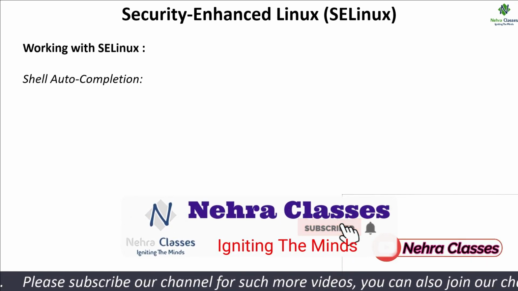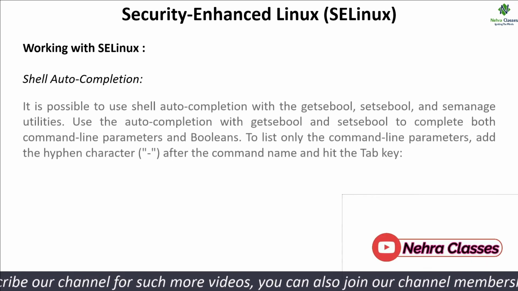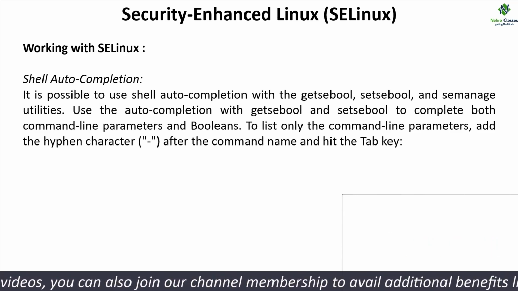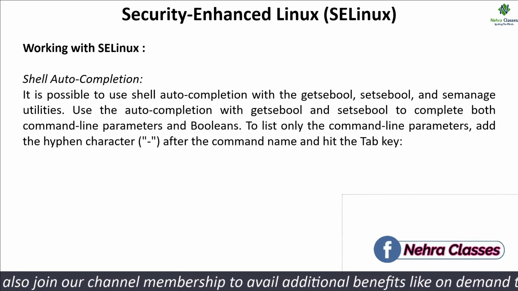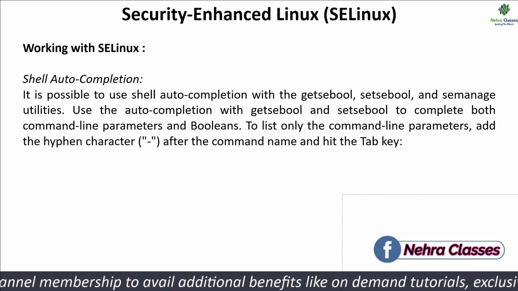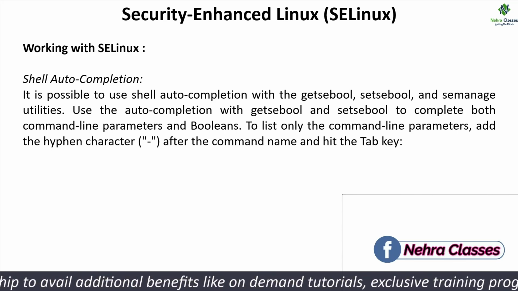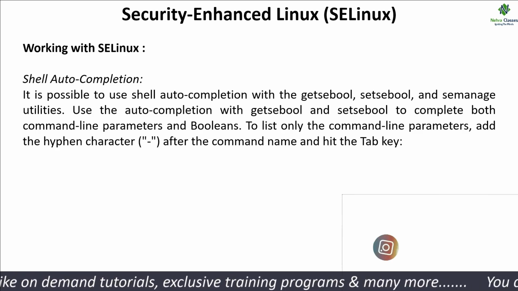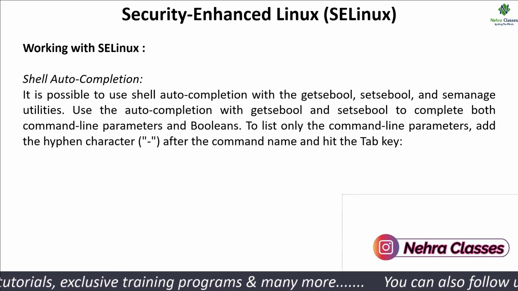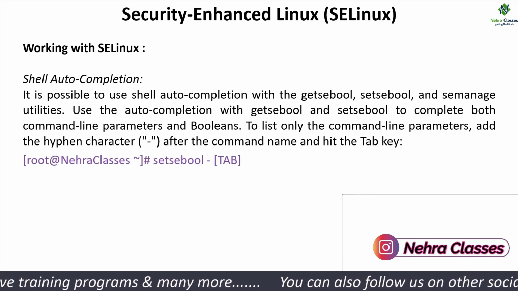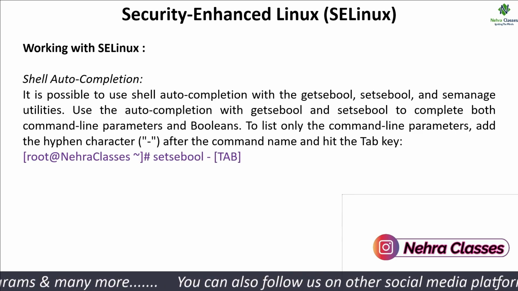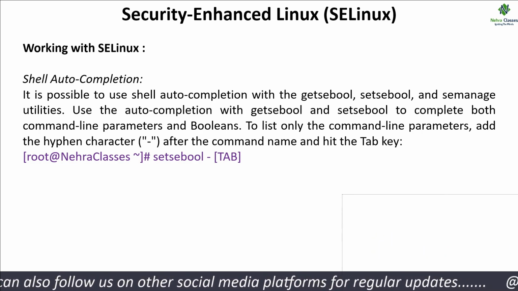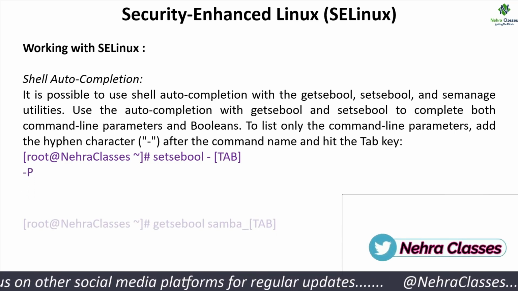Now we will talk about shell auto completion. It is possible to use shell auto completion with getsebool, setsebool and semanage utilities. Use the auto completion with getsebool and setsebool to complete both the command line parameters and booleans. To list only the command line parameters, add the hyphen character after the command name and hit the tab key. So if you mention setsebool or getsebool and after that you mention a hyphen and use the tab key, it will show you all the options which are available like this.